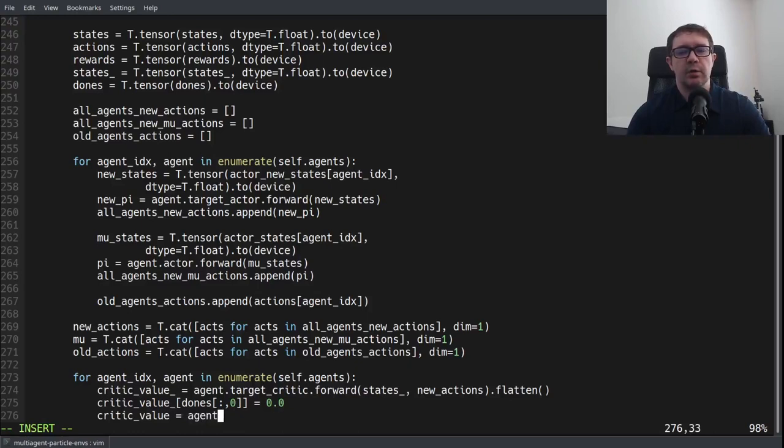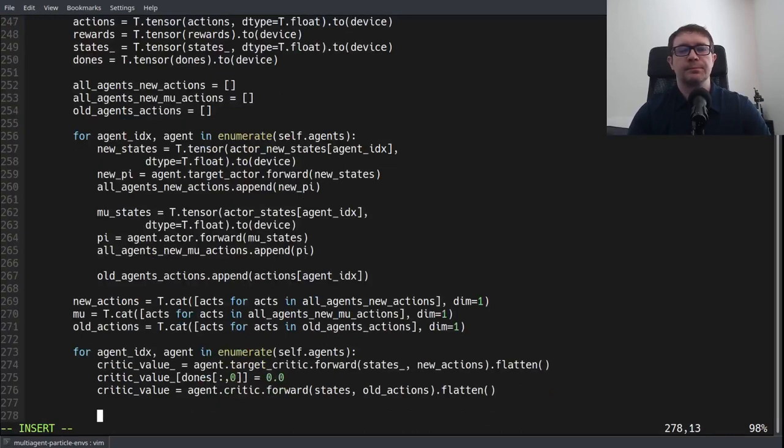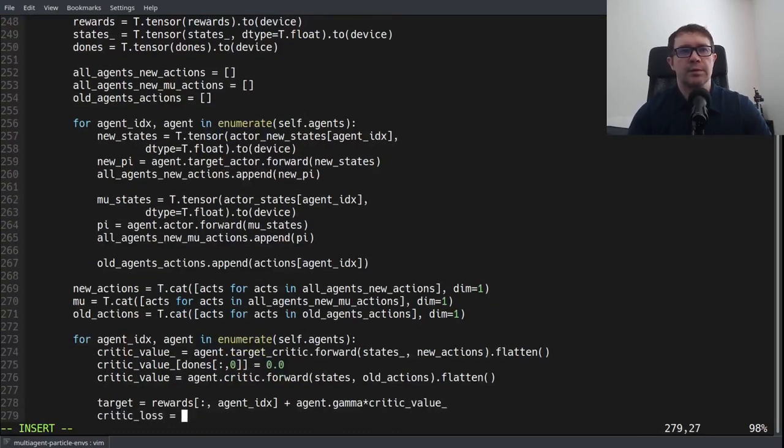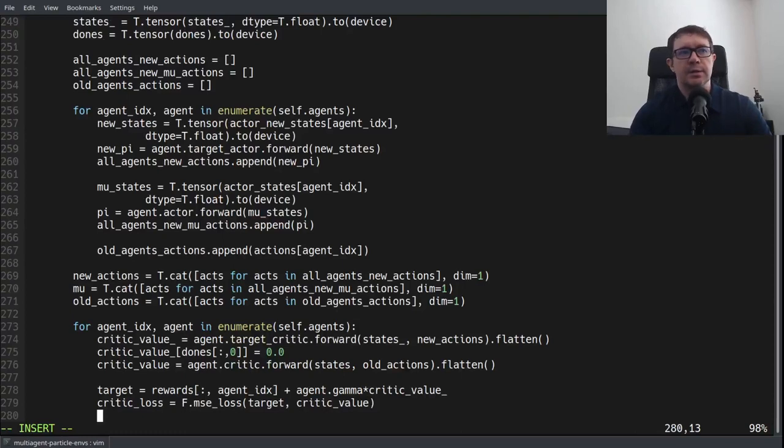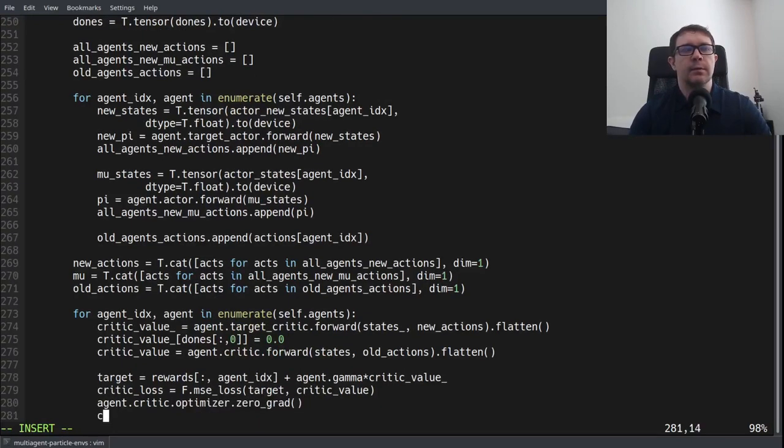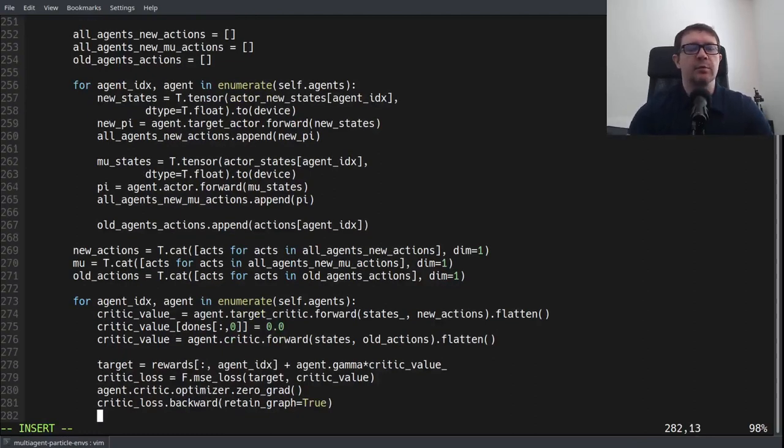And critic value equals agent.critic.forward states, old actions.flatten. Then we say our target, or the y from the paper, equals rewards all rows for this particular agent plus agent.gamma times critic value underscore. Critic loss is the MSE loss, mean squared error between the target and the critic value. And we say agent.critic optimizer zero grad, critic loss.backward retain graph equals true. That's just the way PyTorch handles things. Since we're making multiple passes through the graph, we have to retain it.